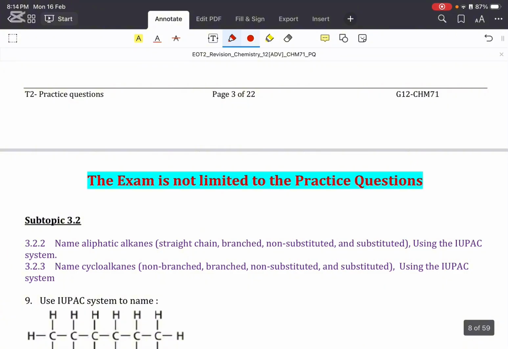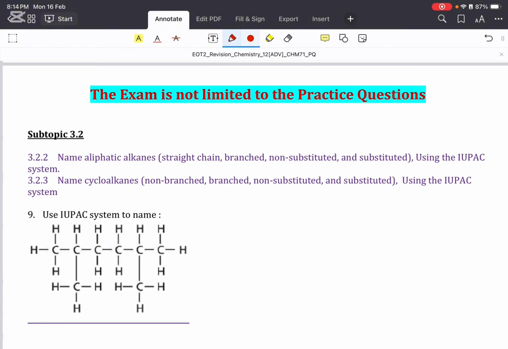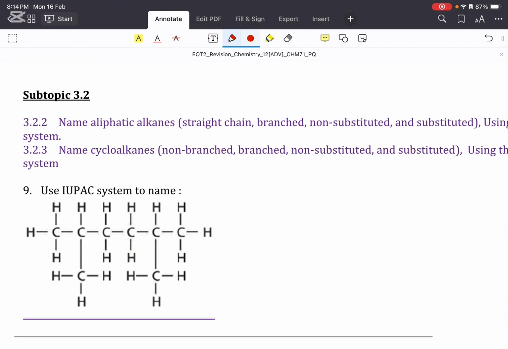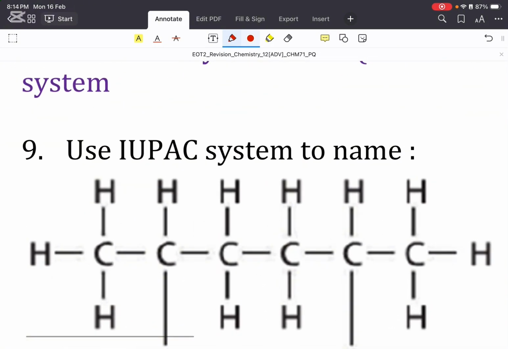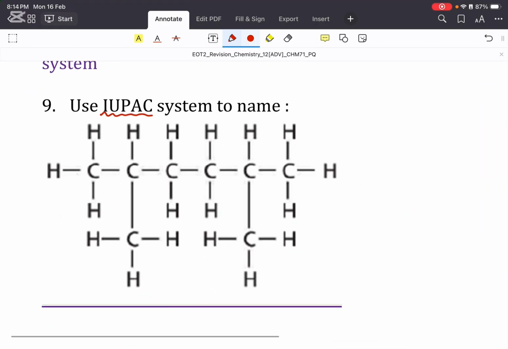Now, let's move on to topic 3.2. In this subtopic, the KPIs included are the ones related to naming alkanes and naming cycloalkanes. There is no drawing in this topic. All you have to know is to follow the rules to name the alkane, an aliphatic one or a cyclic alkane. So let's begin. Expect the question to tell you to use the IUPAC system. That's the way to know that they want you to name it.